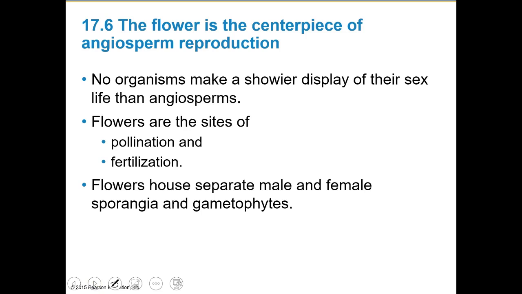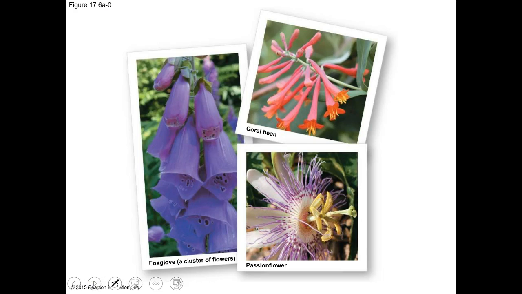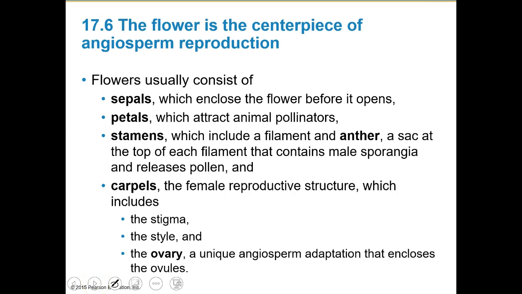No organism makes a showier display of their sex life than angiosperms. They definitely have flowers that help with pollination and fertilization, and flowers house separate male and female sporangia and gametophytes. Okay, so those are some really good examples. I like passion flowers because they look like alien flowers.